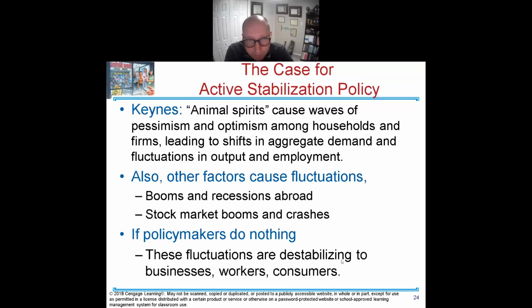The government tries to help, I think. What they do is they try to stabilize aggregate demand and supply. The way that they do that, of course, is by impacting interest rates and impacting the supply of cash. Stabilization is usually a good thing. But there are other causes for fluctuations in the economy, such as increases and decreases in economies around the world and changes in the stock market. If policymakers do nothing, the fluctuations will be destabilizing to businesses and will ultimately cause issues for workers and consumers.